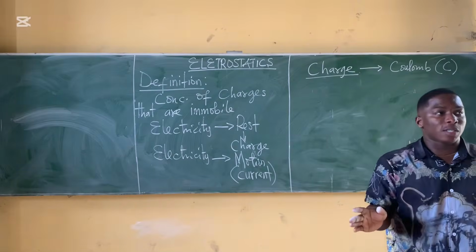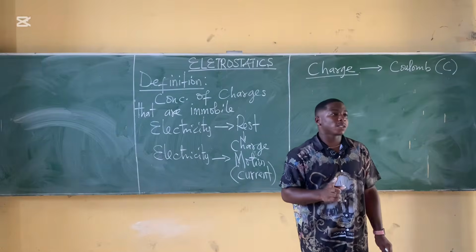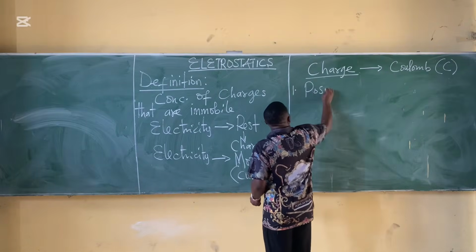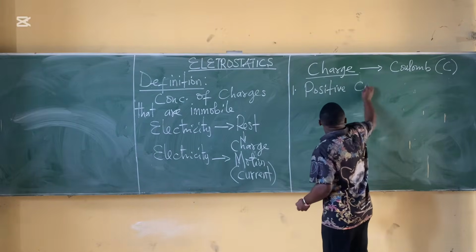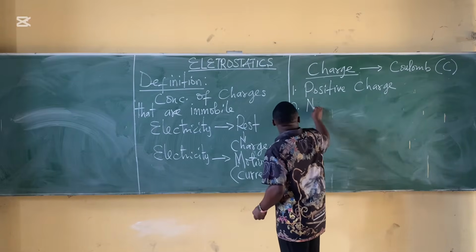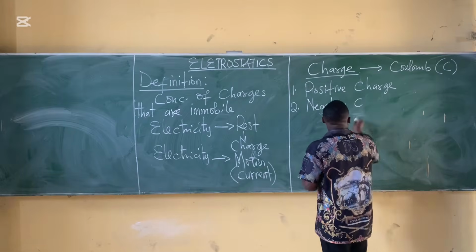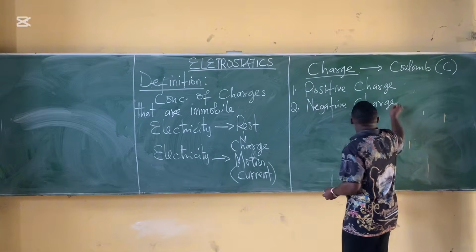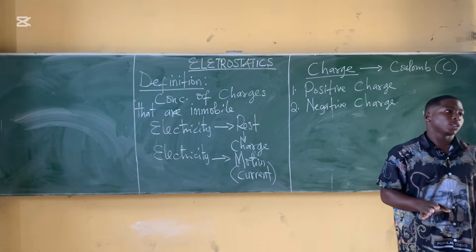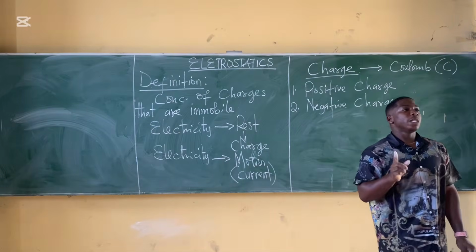There are two types of charges. Please listen up, I'm taking everything from the basis. Number one is the positive charge. Number two is the negative charge. We said two types of charges: number one, positive charge; number two, negative charge.